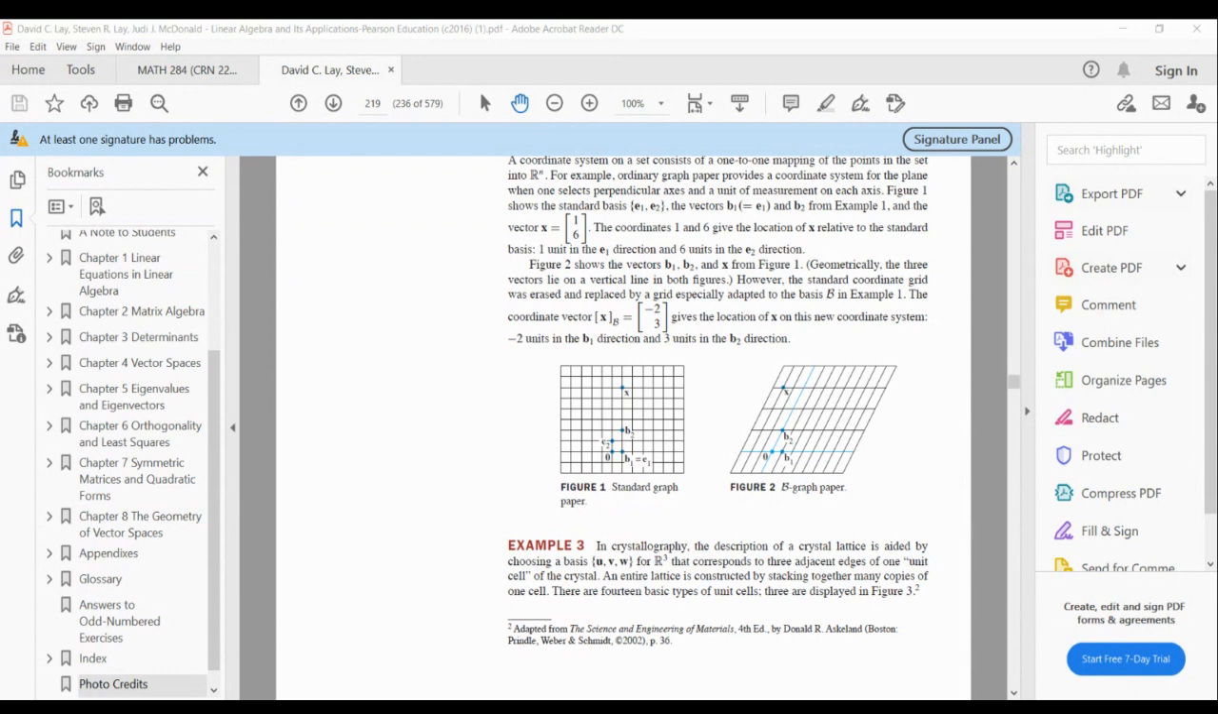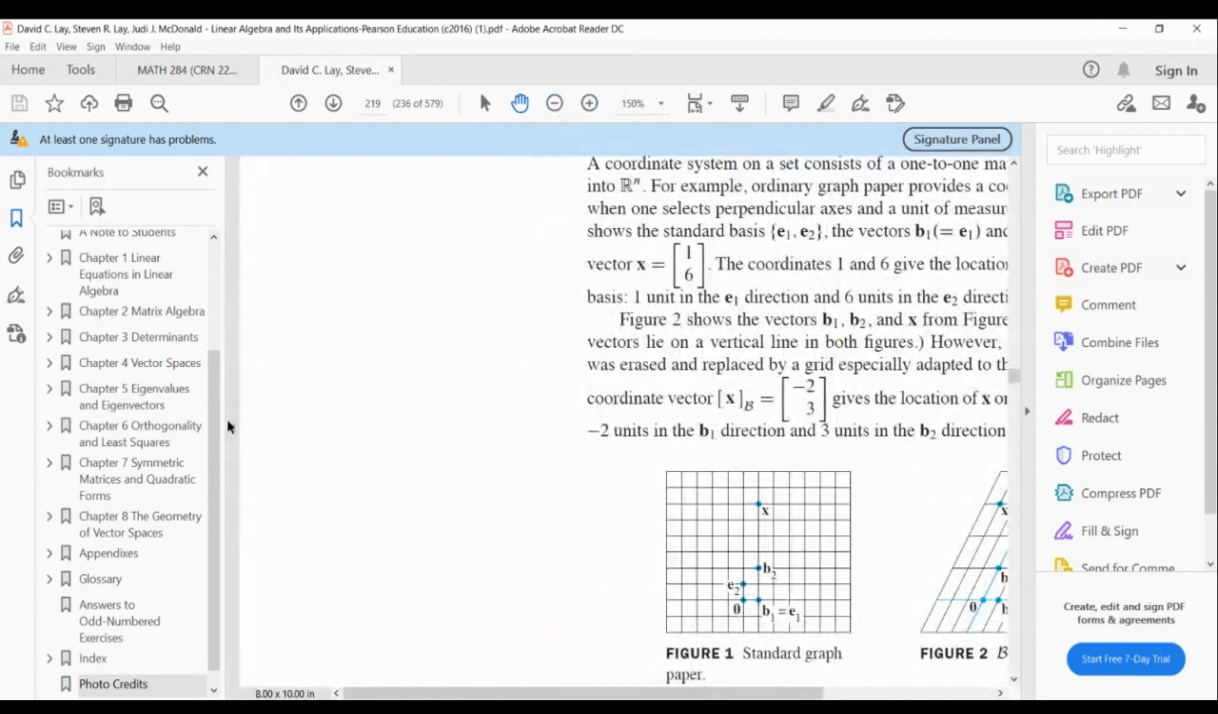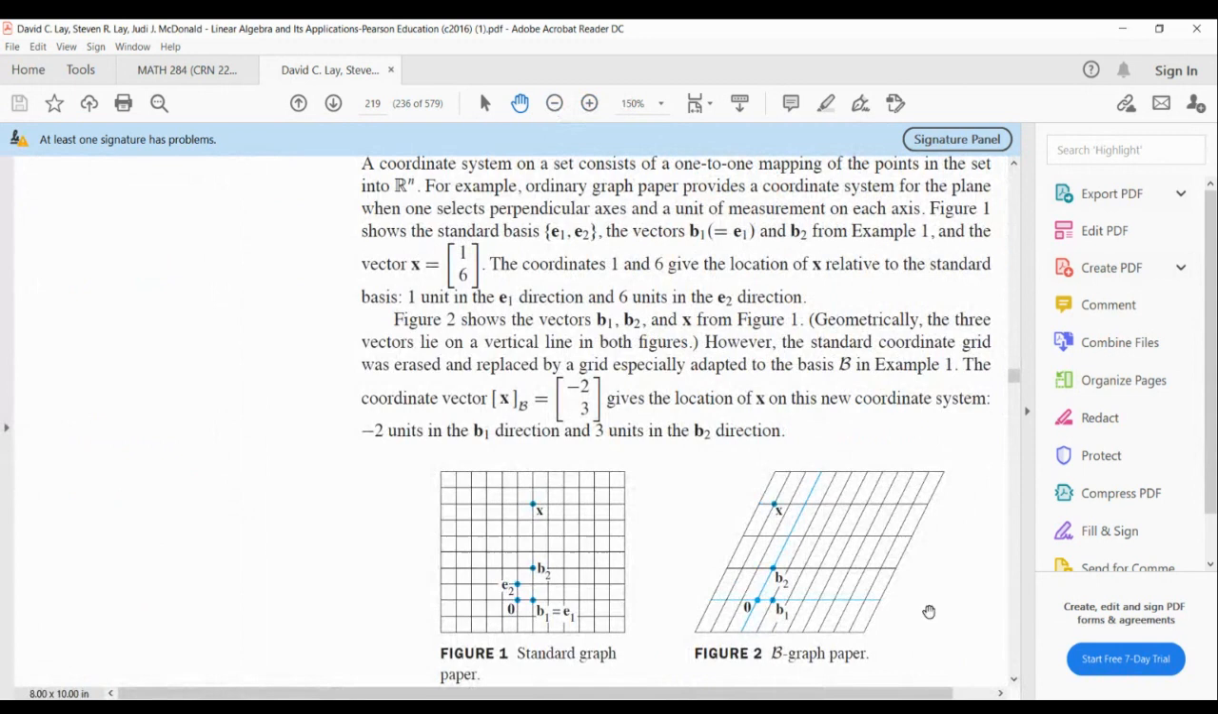Let me make that a little bigger. What I'm saying is, if you think back to the first example, your standard graph paper in 2 dimensions is where you have E1 and E2, right? The XY axes. But figure 2 is graph paper relative to that basis B that we had, (1, 0), (1, 2).